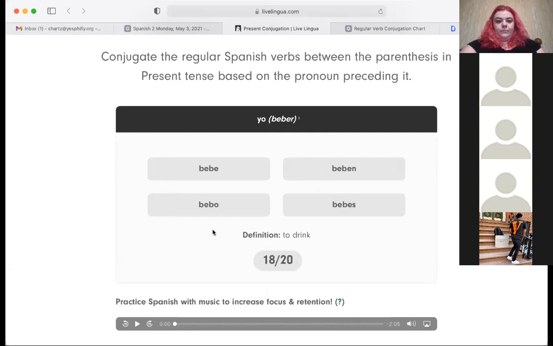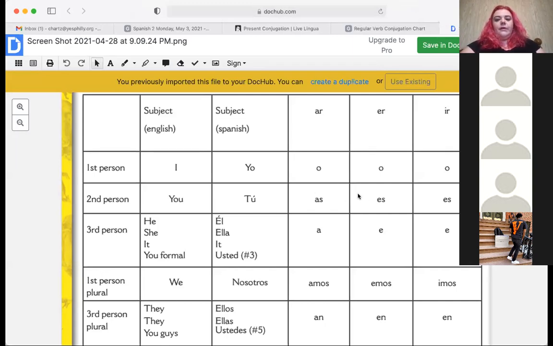Bebes. Yep, tú bebes. Yep, that's correct. Oh, wait. I'm sorry. It's yo. I thought it was tú. So let's go to our chart here. So you said that it was bebes.